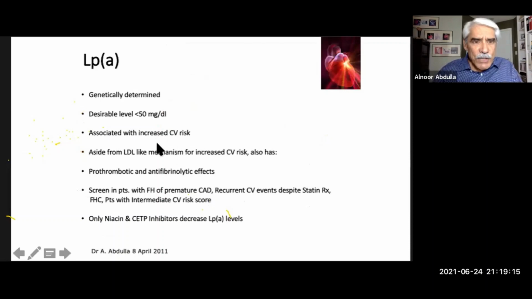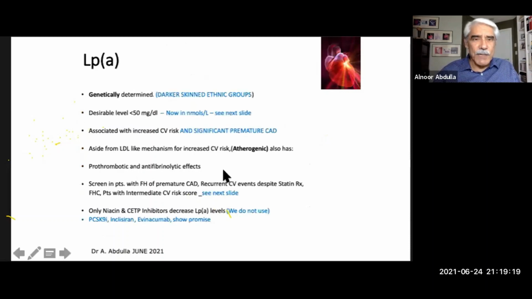All right. So I made this slide in 2011 and I've upgraded it this month. So Lp(a) is genetically determined, and darker skinned people have higher Lp(a) levels. So it has an ethnic bias to it. It is completely genetically determined. Lifestyle does not matter. And you have to have levels really low. We used to do it in milligrams per deciliter, but now we've moved to nanomoles per liter.